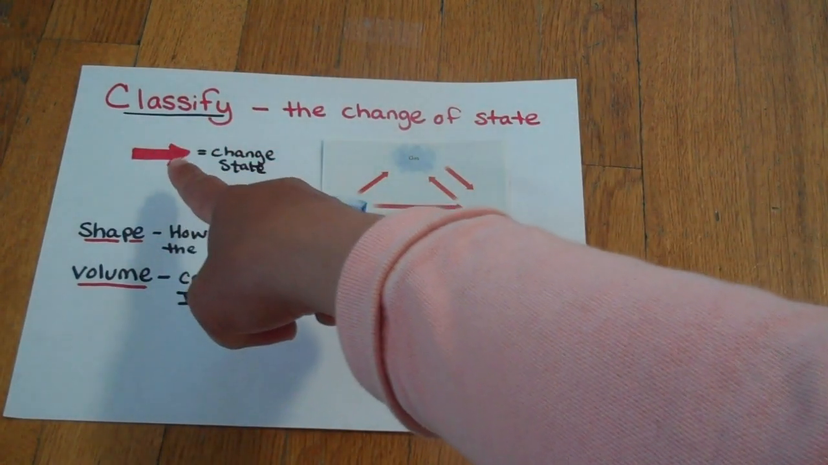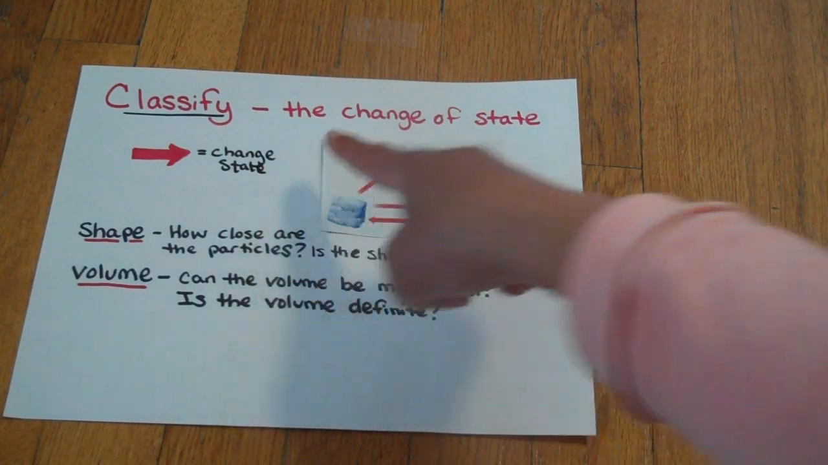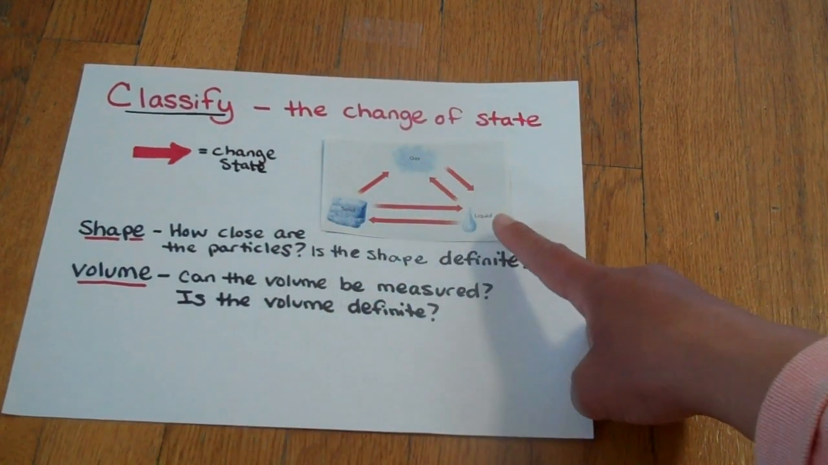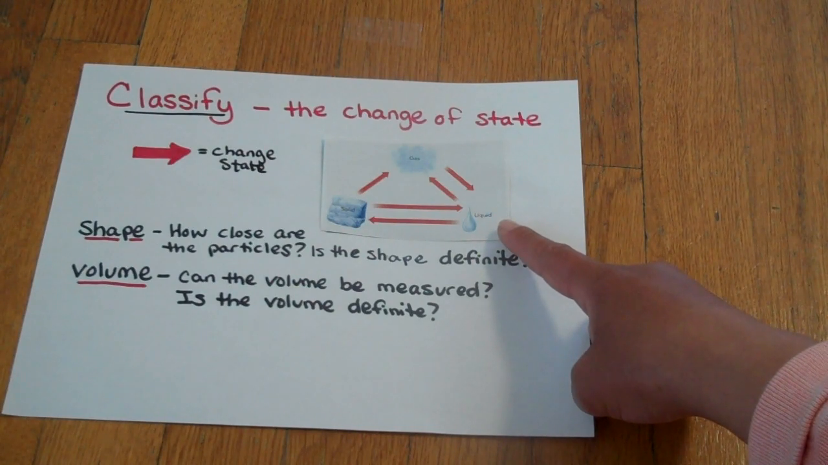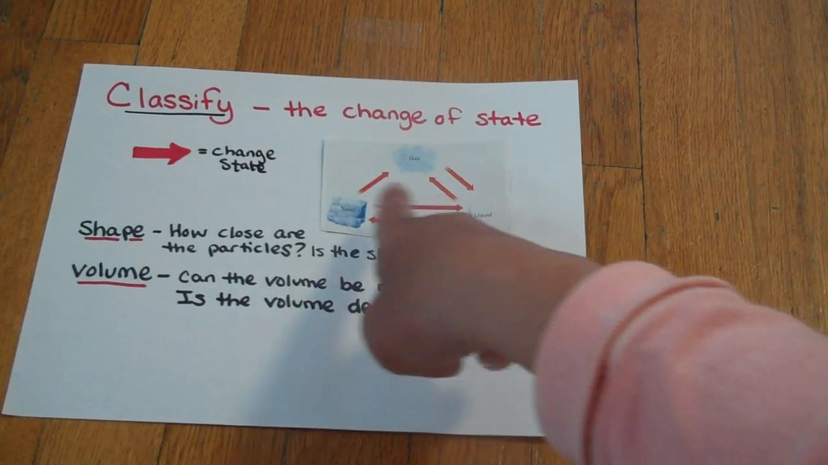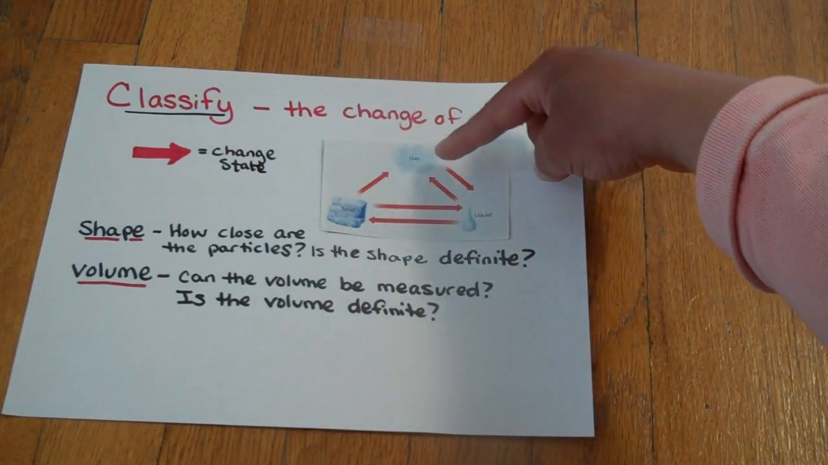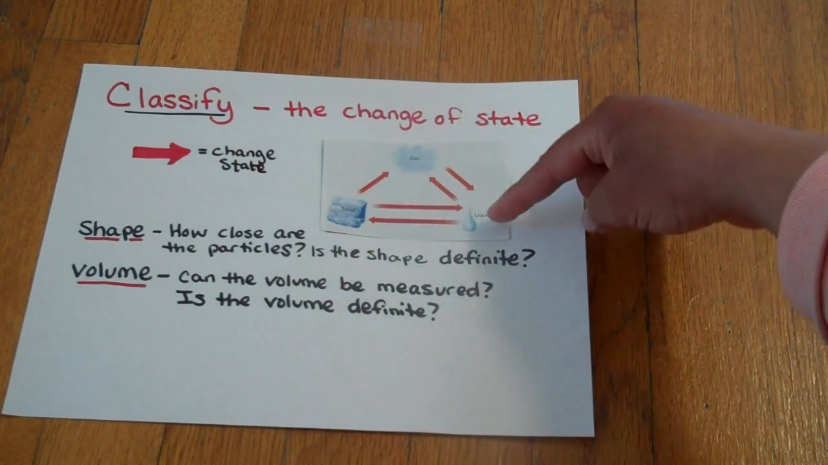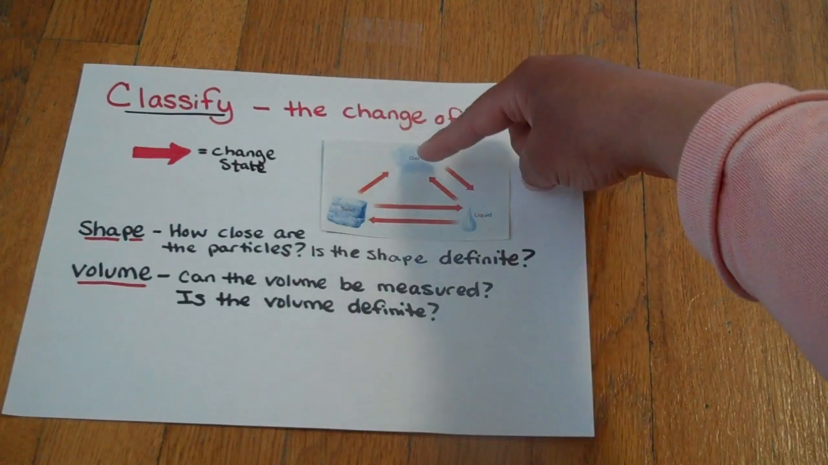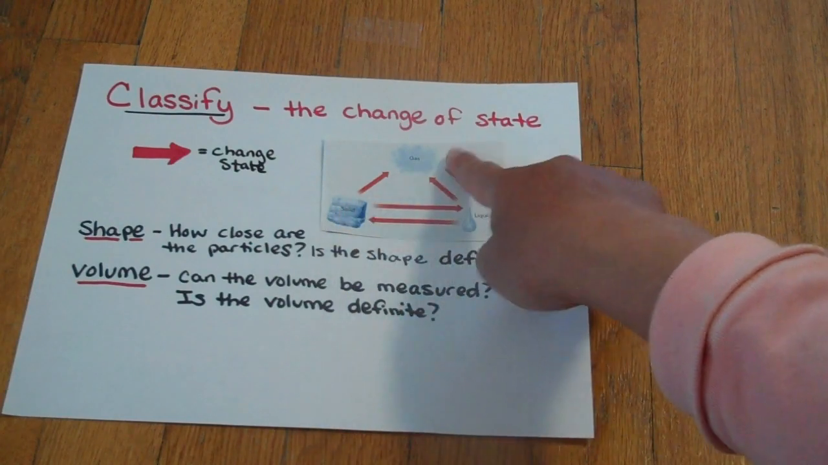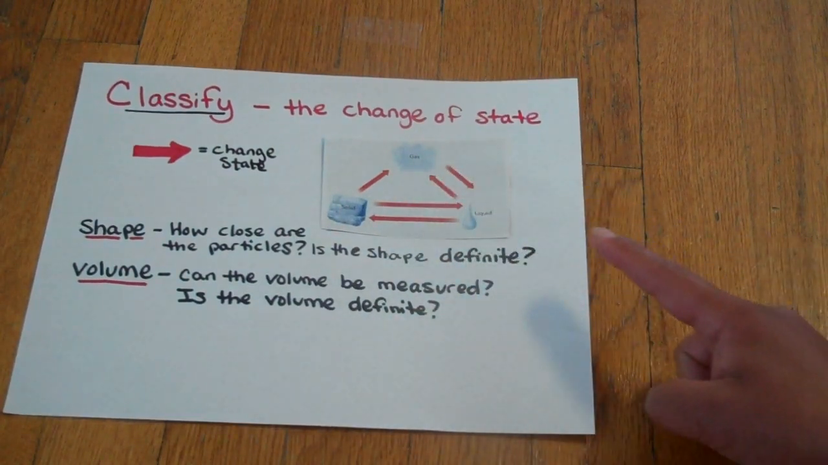This arrow in this diagram will represent the change of state. This is an ice cube. It's a solid, and it can change to a liquid. A liquid can change back to a solid. Over here is a gas. A gas can change to a liquid, and a liquid can change back to a gas. Now here's another way that it can change. It can change directly straight to a gas.